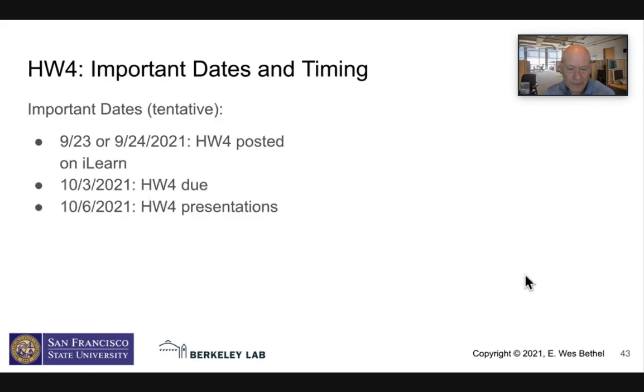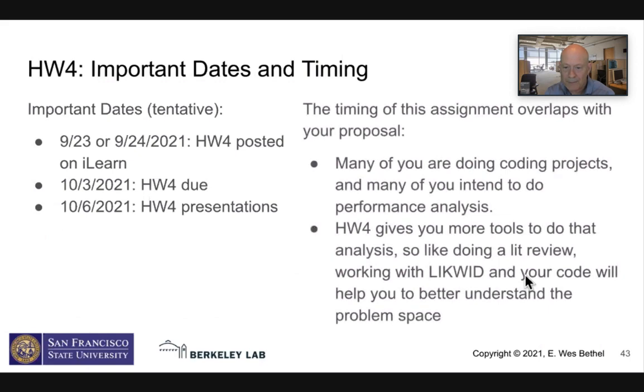Okay, so important dates for homework 2. I'm going to try and get it posted in the next day or two. You'll have about 10 days to work on it, and then we'll do presentations on the 6th. These dates might slip one or two, but hopefully not. The timing of this overlaps with your proposal. You might be thinking, oh my God, and this is purposeful. Many of you are doing coding projects and you intend to do performance analysis, and this homework is going to give you the tools you need to do that kind of analysis. So this is actually going to be helpful for you as you work on your proposal.